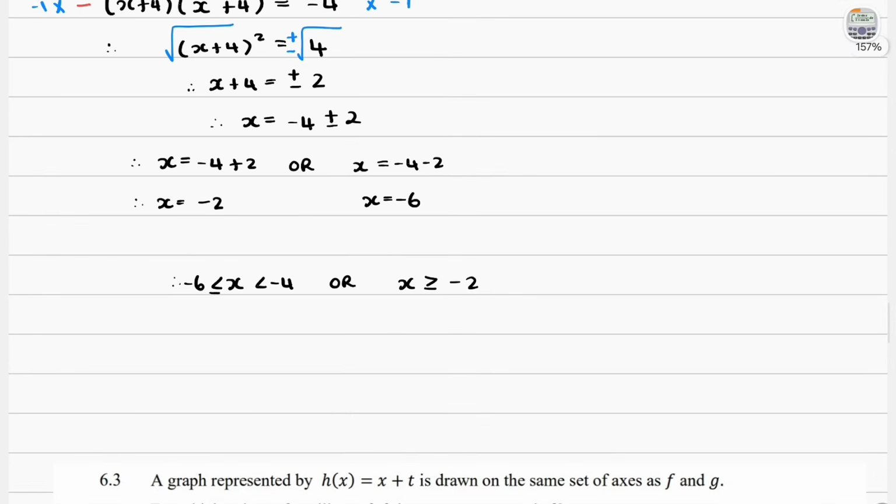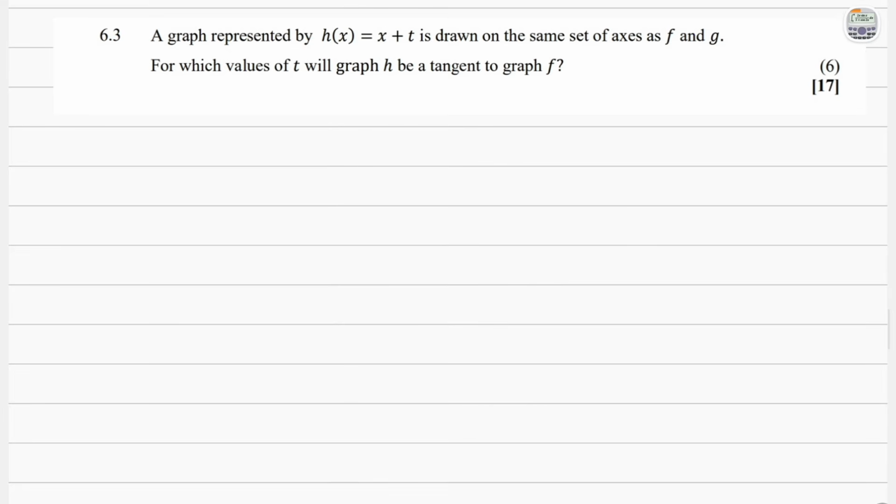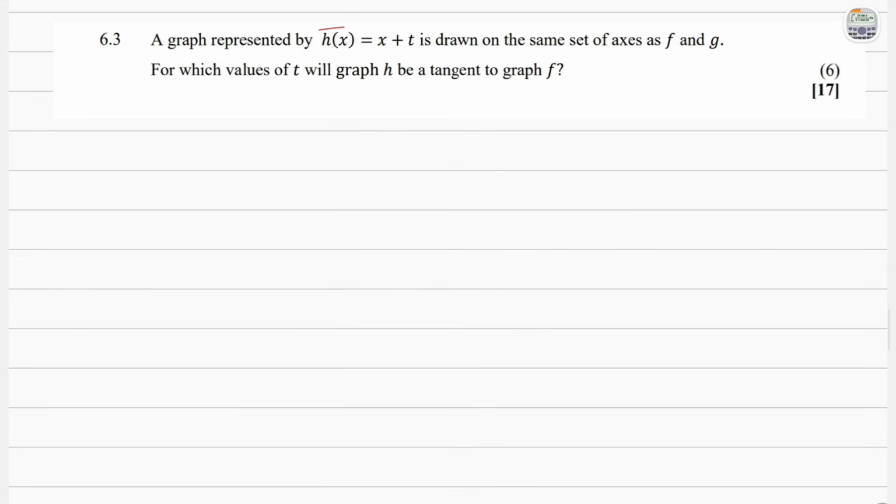Moving on to the next question. Question 6.3 says, a graph represented by h of x is equal to x plus t is drawn on the same set of axes as f and g. For which values of t will graph h be a tangent to the graph of f? Let's see. For which values of t will it be a tangent to the graph of f?